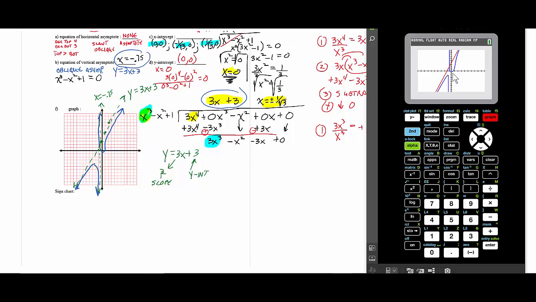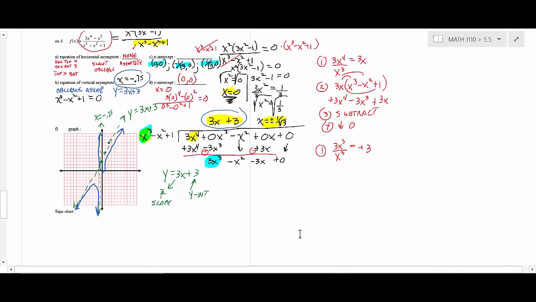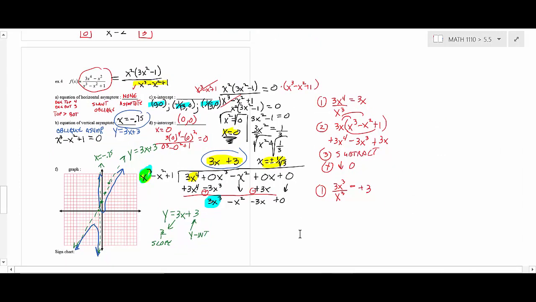Does that make sense to you? Okay. So one of the things I want you to be able to do is the oblique asymptote, and you do that when the degree of the top is 1 bigger than the degree of the bottom. That's a pretty challenging problem to do. Any questions about anything I did there?